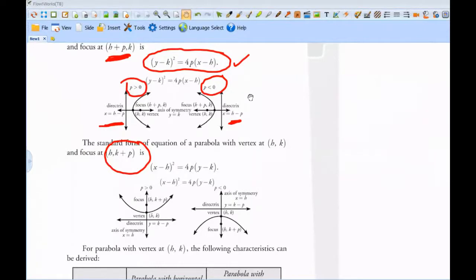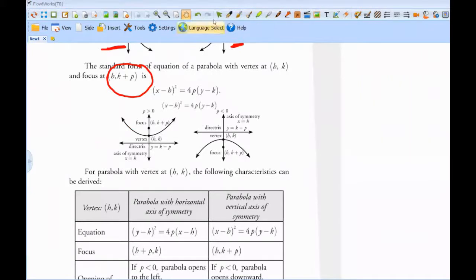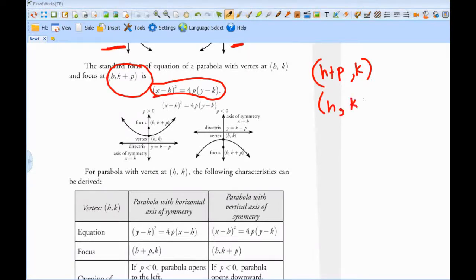So let's start. When the parabola opens upward, then we have this equation. All right, so the k has been added to p. Again, when it opens right and left, it was h plus p and k. But this time, we have h, comma, k plus p, right? So the difference is that p is positive and p is negative. It opens upward and downward, all right?